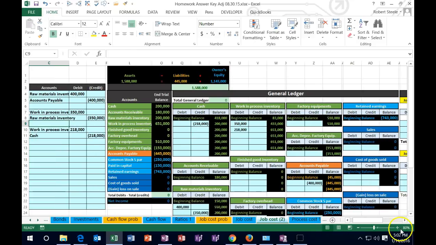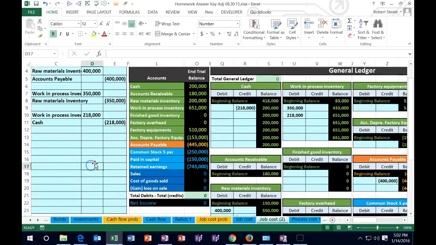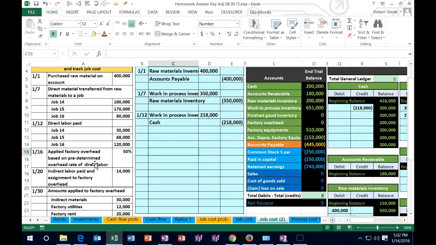I'm going to bring it back up in the taskbar to 100%. Scroll over to the left and see what we have next. Going to skip a line. We are now on 116 where it says applied factory overhead based on predetermined overhead rate of direct labor.